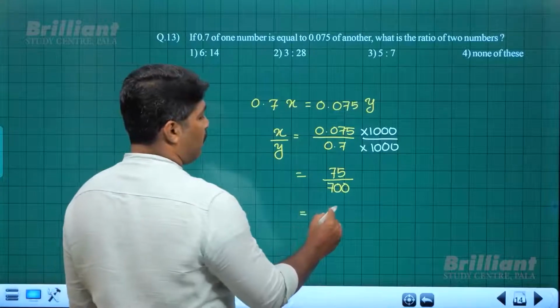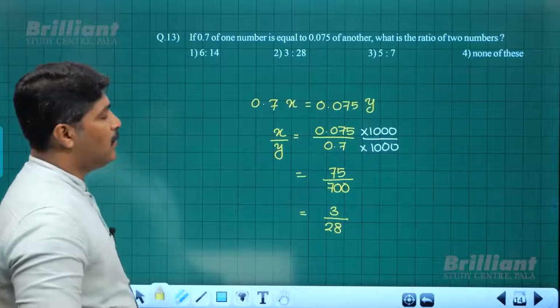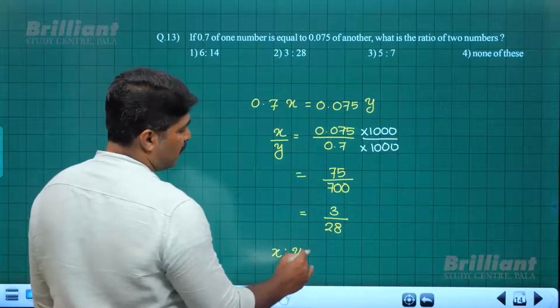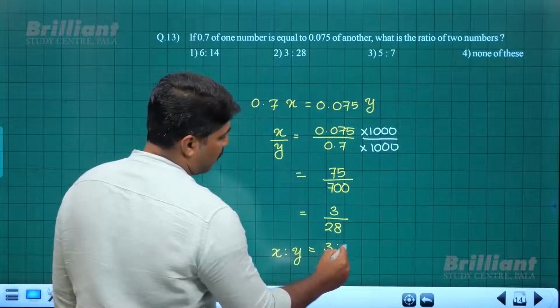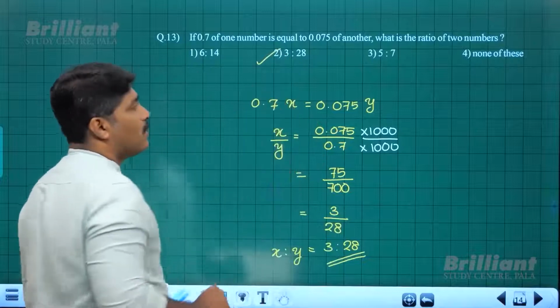So this is 25 into 3. This is 28. So therefore, what is the ratio here? If you are converting this fraction in the form of ratio, this is 3:28. So answer is option 2.